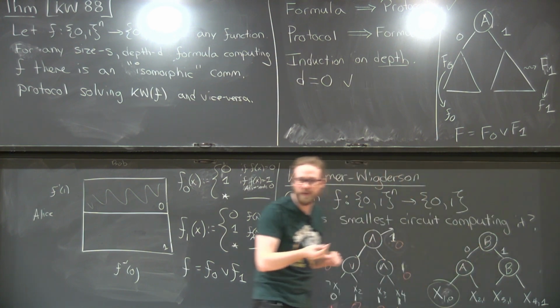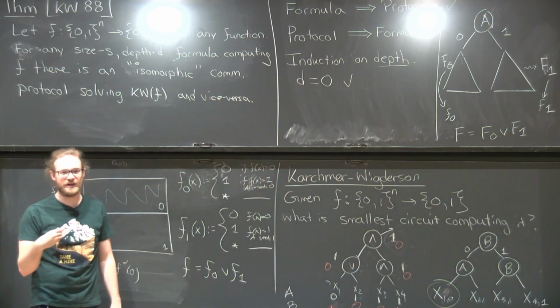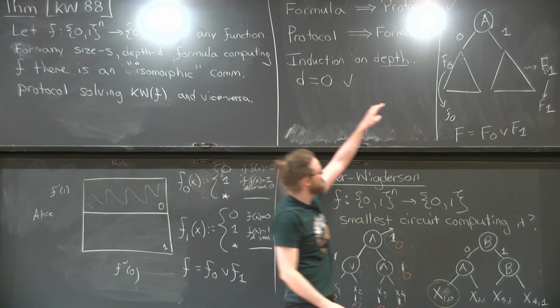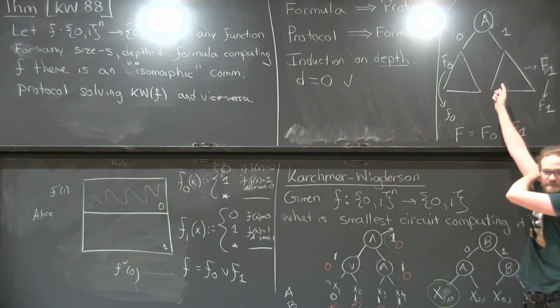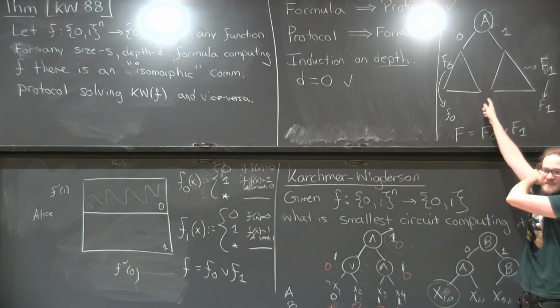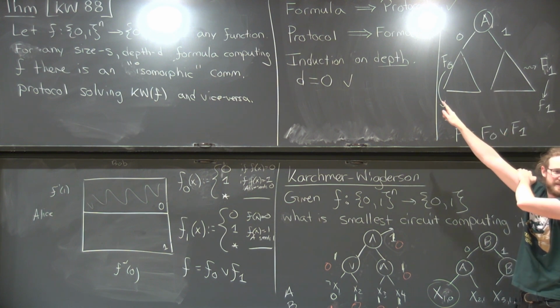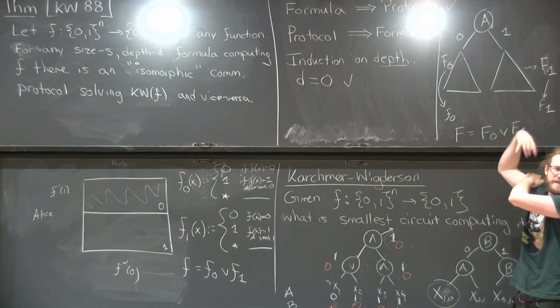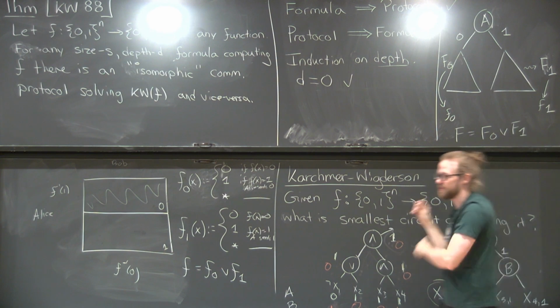Or to put it another way, just do the exact same thing we did a second ago. Take all the Alice nodes and turn them into ORs, and take all the Bob nodes and turn them into ANDs. And we get exactly a formula of the exact same topology, exact same structure.